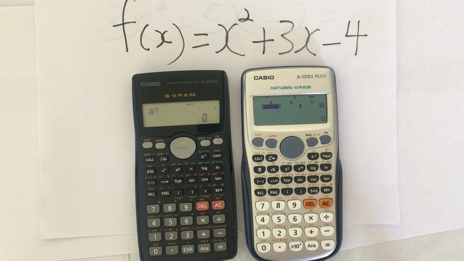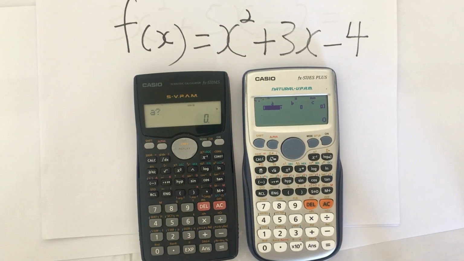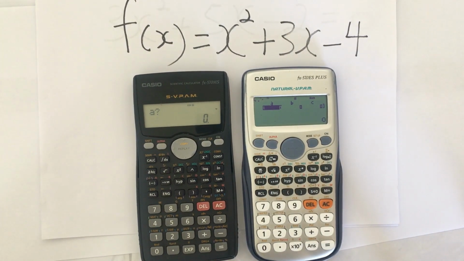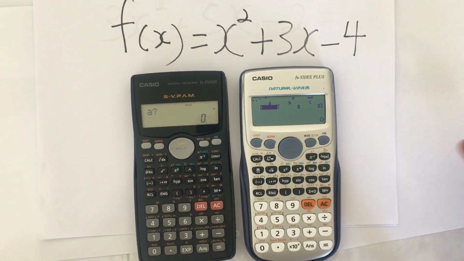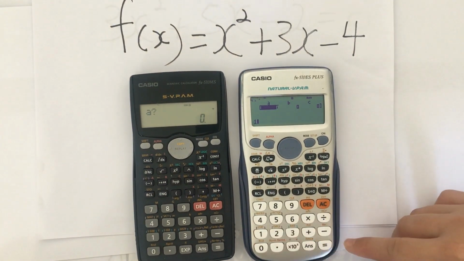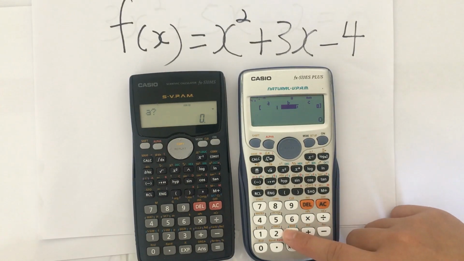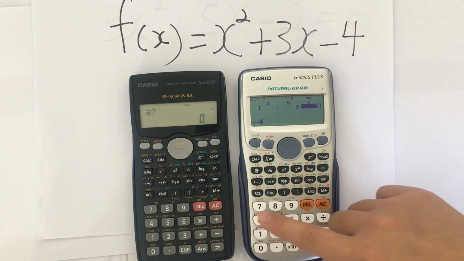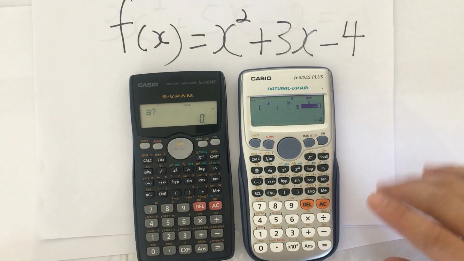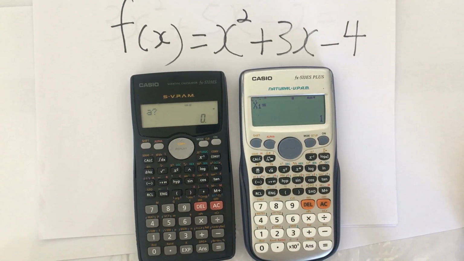Okay, there you go. Now we have to put in the values for a, b and c. So you have x squared plus 3x minus 4, so you know a equals 1, b equals 3, and c equals negative 4. For the EX Plus, you put in 1 equal, 3 equal, negative 4 equal, and then you press another equal. You have the first answer.